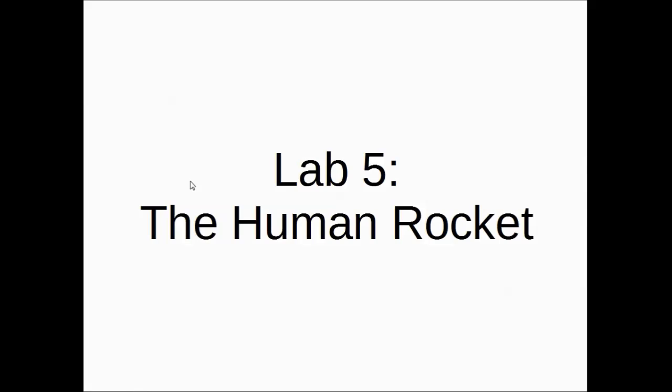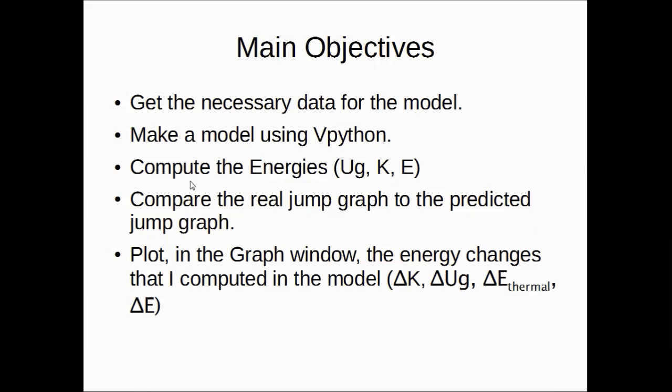Hello and welcome to Lab 5, the Human Rocket, where I'm going to discuss Felix's attempt to break the sound barrier. The main objectives of this lab are to get the necessary data for the model, make a model using VPython, compute the energies, compare the real jump graph with a predicted jump graph, and plot in the graph window the energy changes that I computed in the model.